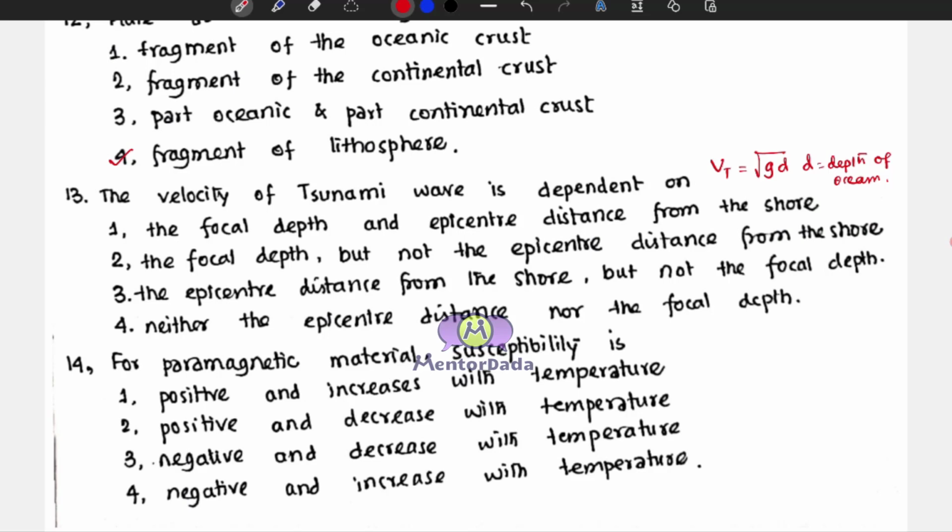So now read the options. Option number 1 is the focal depth and the epicenter distance from the shore. Number 2 is the focal depth but not the epicenter distance from the shore. Number 3 is the epicenter distance from the shore but not the focal depth. Number 4 is neither the epicentral distance nor the focal depth. So as per the equation, it does not depend on epicenter distance nor on the focal depth. Okay, it only depends on the depth of ocean. So option number 4 will be your correct answer.